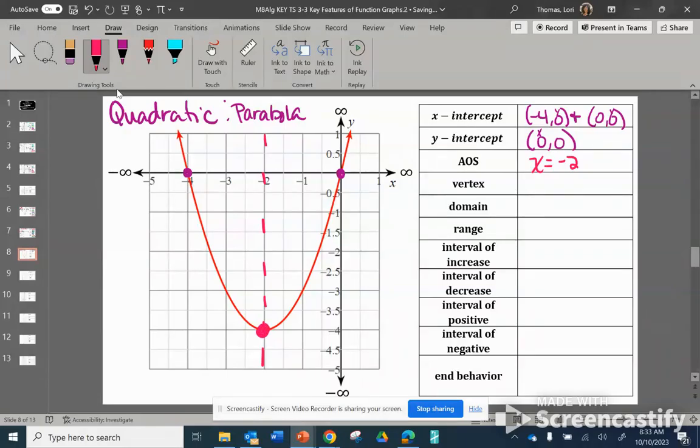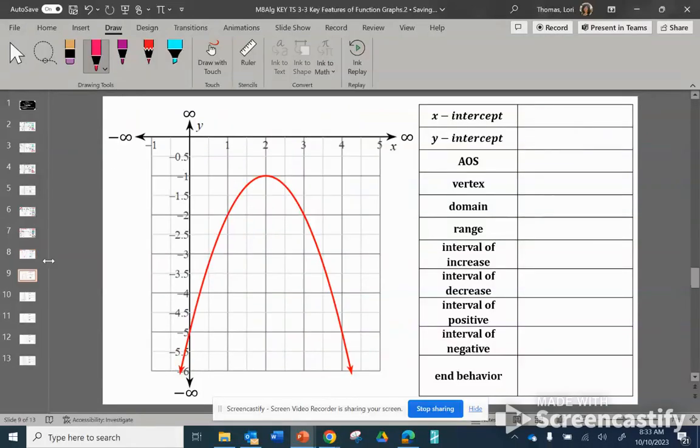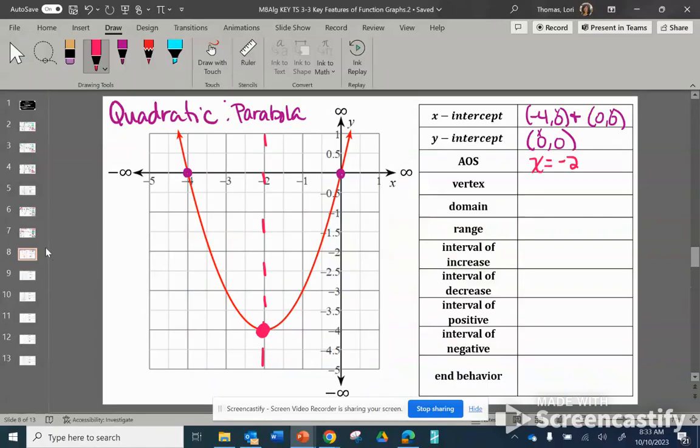Our vertex is either the minimum point in this example, or it would be the maximum point in another example. So our vertex is an ordered pair, so it's -2, -4. And I'm going to indicate that this is the minimum point of our function.